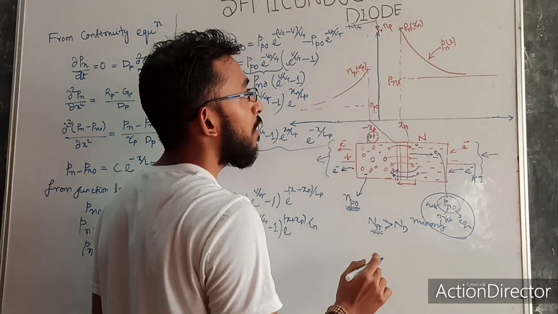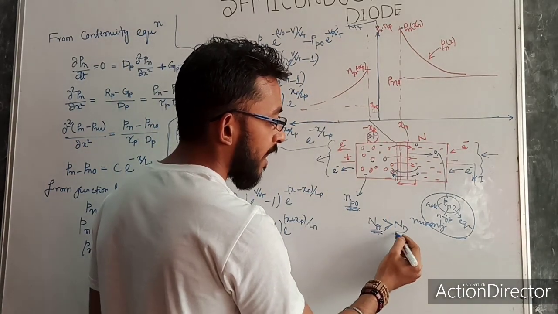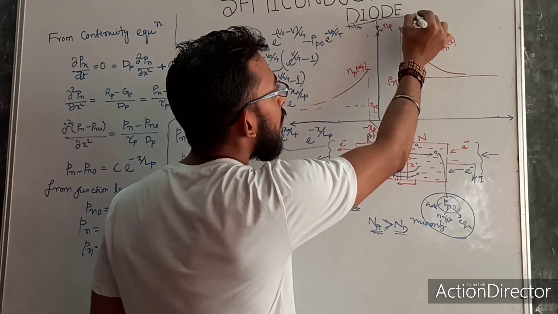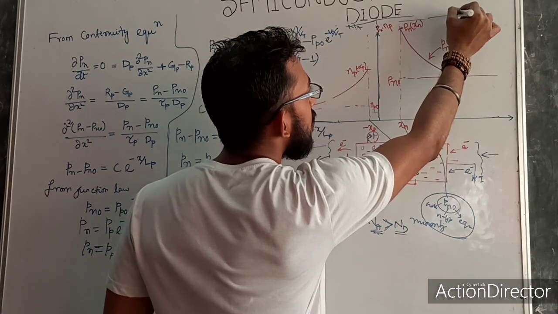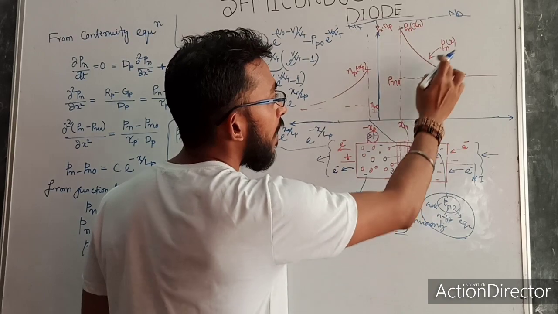Remember that diagram I did before. Now my Nd is less. So suppose this is Na, and this is my Nd. So this is Nd, meaning my Pn naught, which will be Ni square upon Nd.